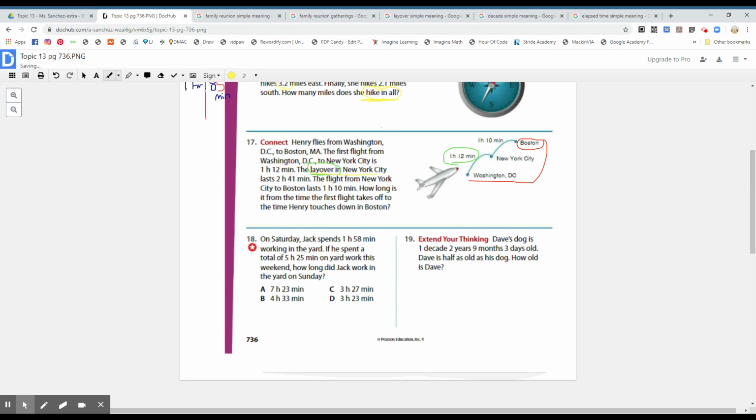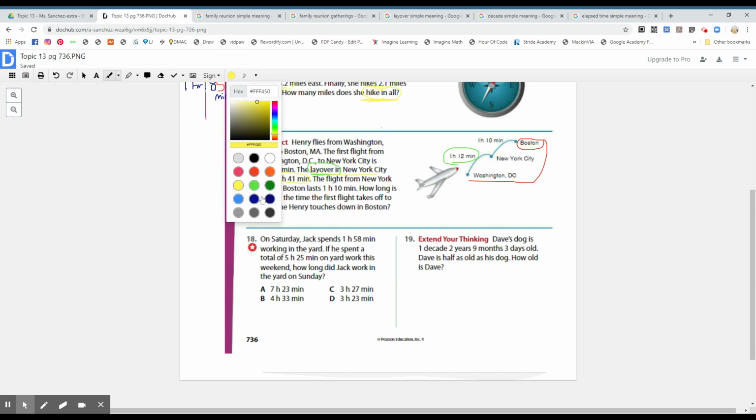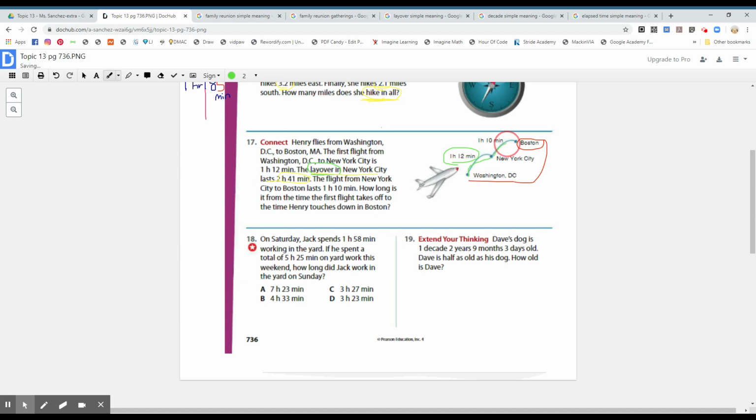Here's the thing. They did not include that for you here. Okay. We'll talk about that in a minute. But then the flight from New York City to Boston lasted 1 hour and 10 minutes. Okay, so from Washington to New York, that much. And then New York to Boston, this much, right? But remember, boys and girls, there's a layover we'll talk about in a minute.